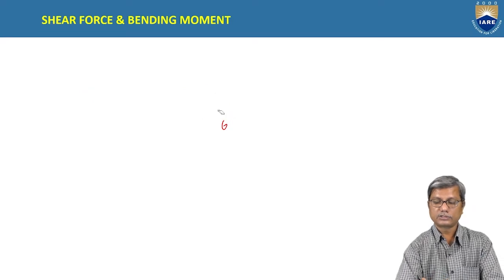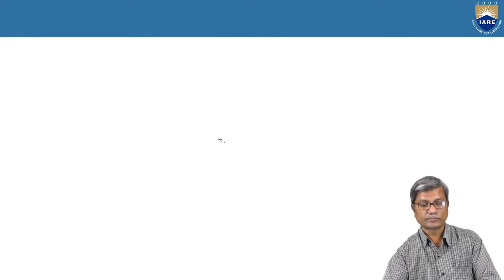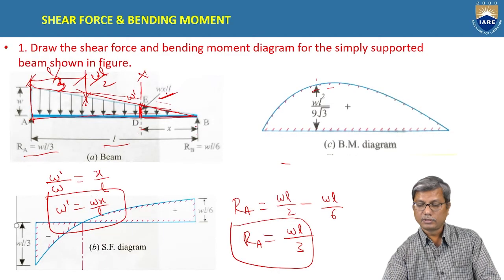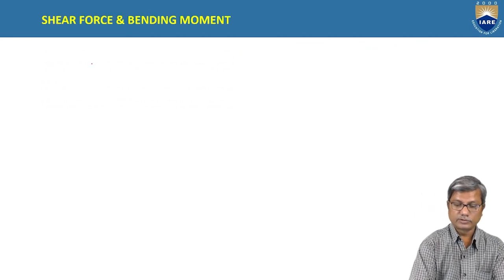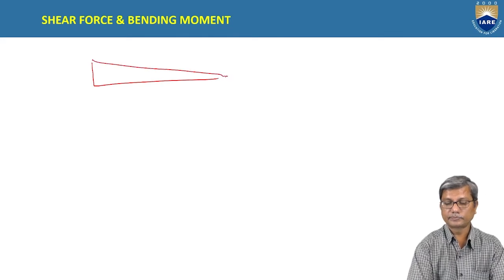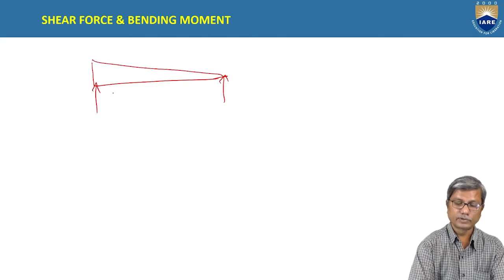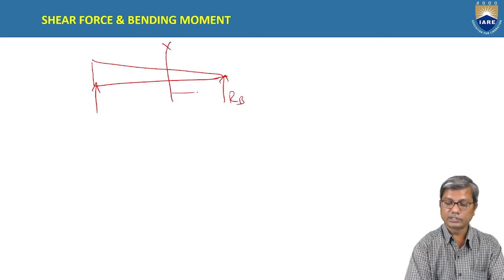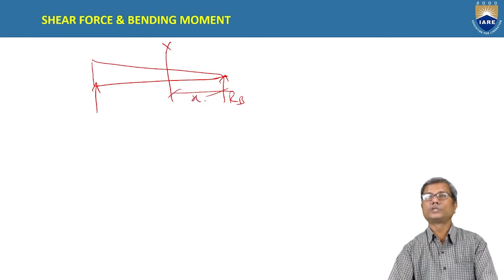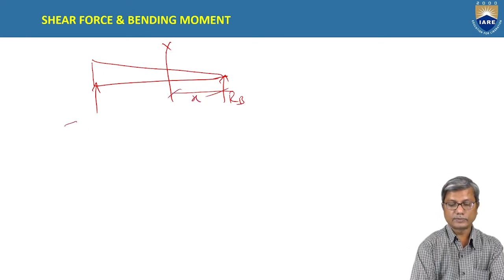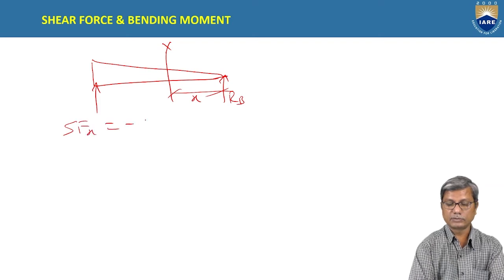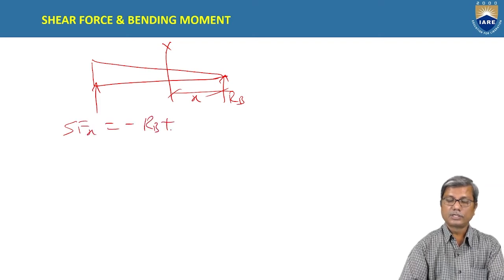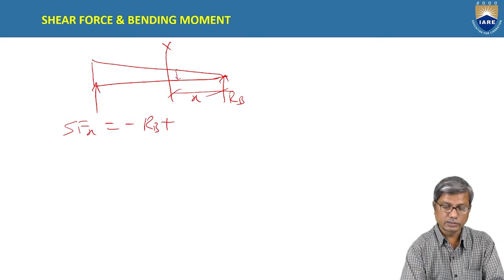Let us see this case. Shear force at x is given by RB. RB is upwards and on the right side, so it is negative. Right side upwards forces are negative. So shear force at x is minus RB and the downward force is this varying load. Okay, so the intensity here is Wx by L.